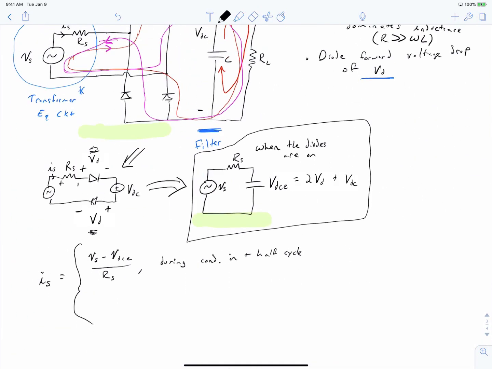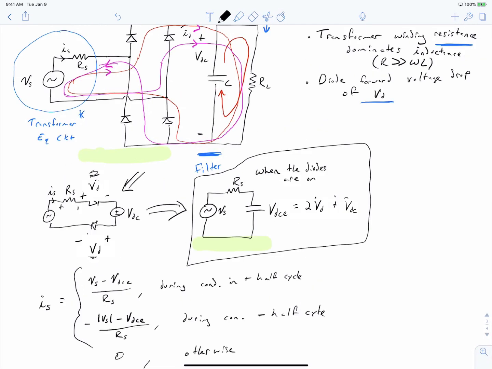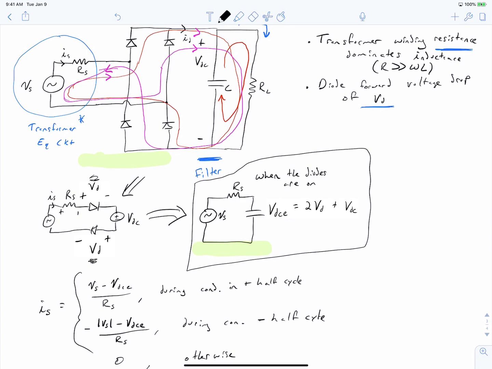So going back down here, we've got this expression during the positive half cycle, and we have the negative of it during the negative half cycle, during the conduction interval of the negative half cycle. And in between, we have no current. We have zero otherwise. What do we mean by that? Well, remember, we have this region indicated by this red line here. When the diodes are not conducting, Is is 0, right? The only current that's flowing is from our capacitor into our resistor.